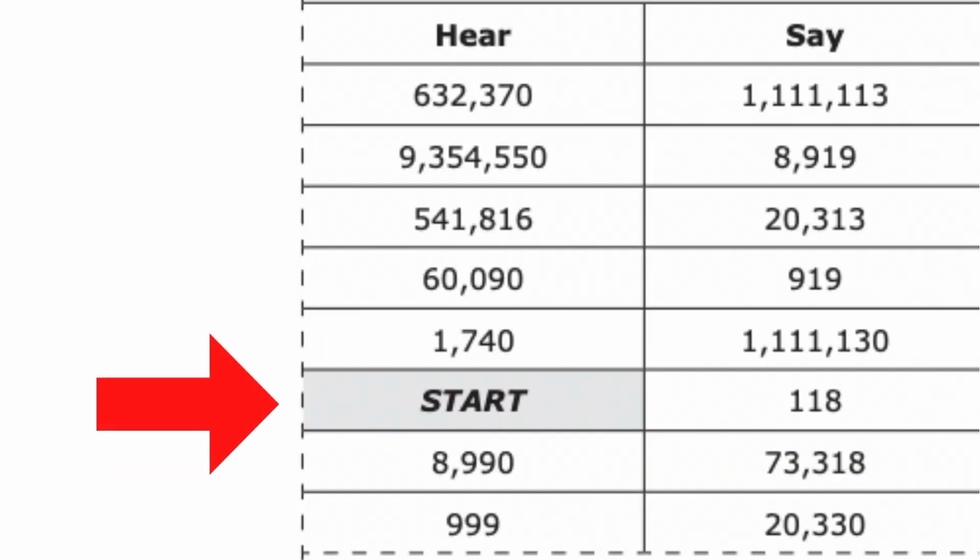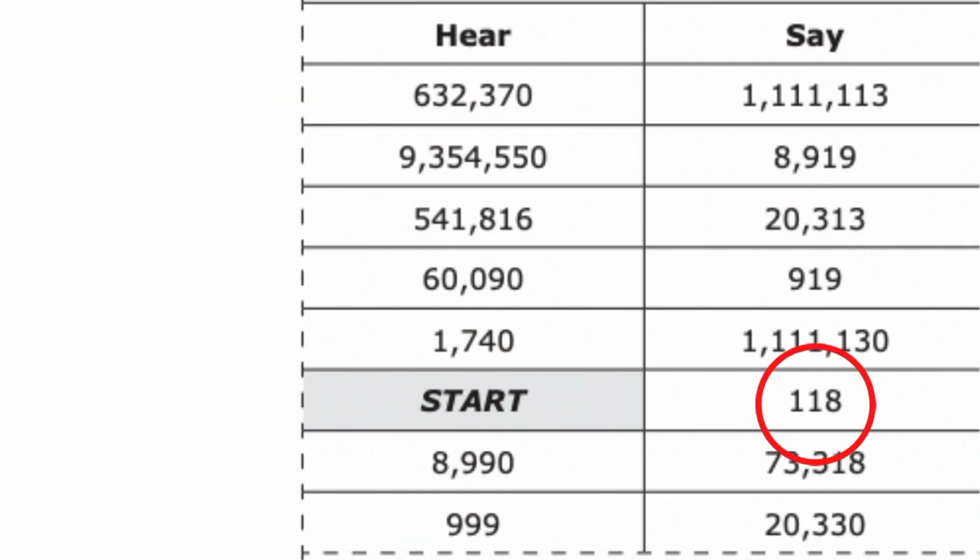Next, I put the students into groups of 3. Each student is given a worksheet with a bunch of different numbers that are organized into 2 columns. One column is the hear column, and one column is the say column. One student will have the word start in the hear column, and one student will have the word finish in the say column. The student who has the word start in the hear column will go to the right of the word start and say the number that is in the say column.